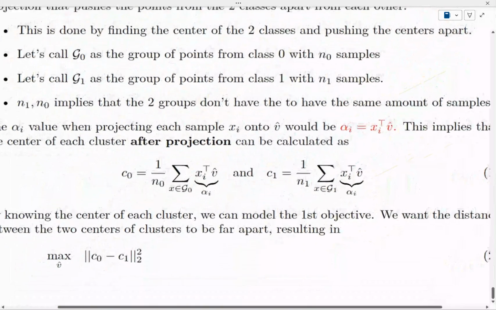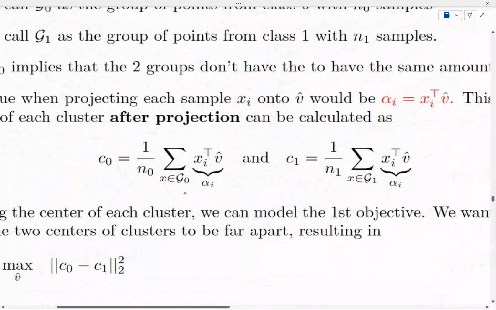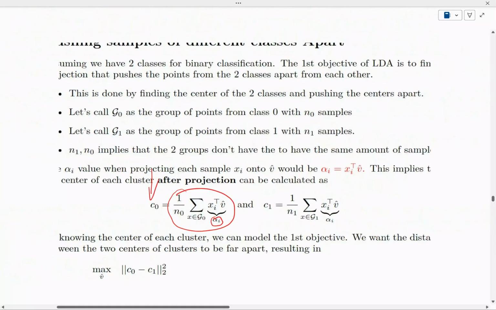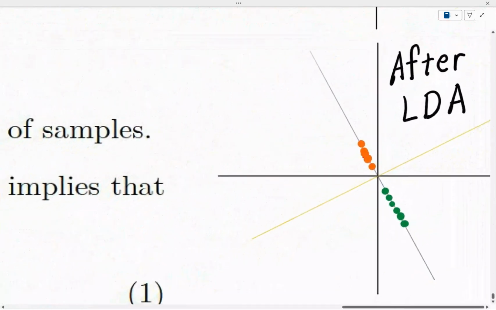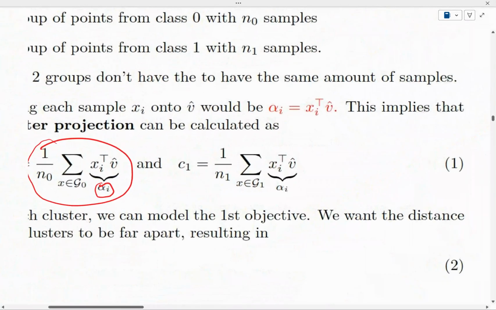Well, we can define the center of cluster 0. We loop through all the points in cluster 0, and then we do the projection. After the projection, we find the average point, and that's the center after projection. So you have all these dots, and after projection, the center will be right here. Now we do the same thing for cluster 1 as well.